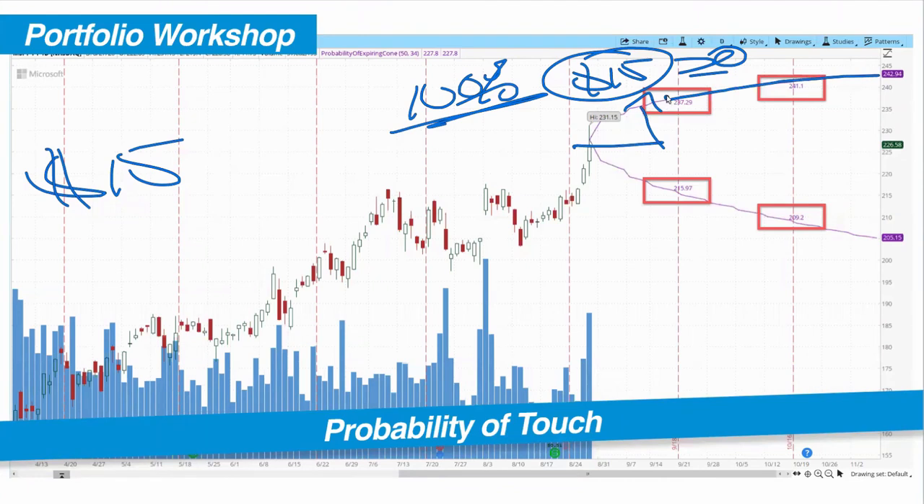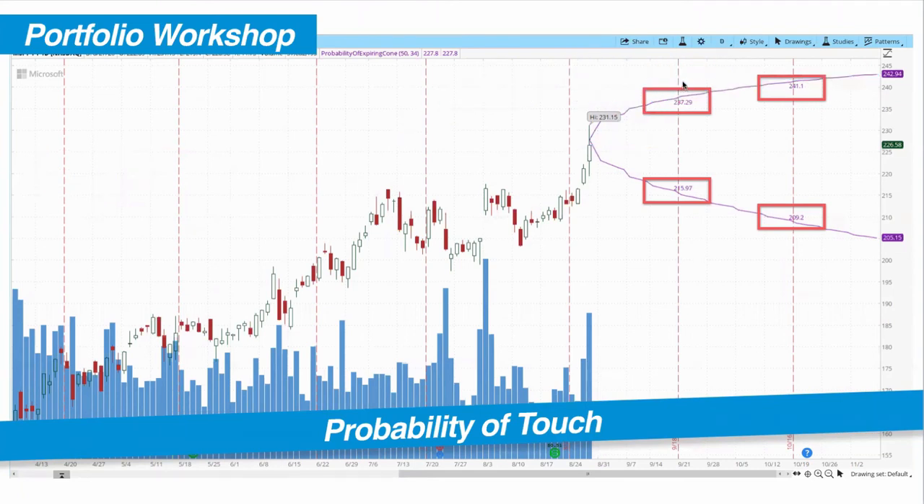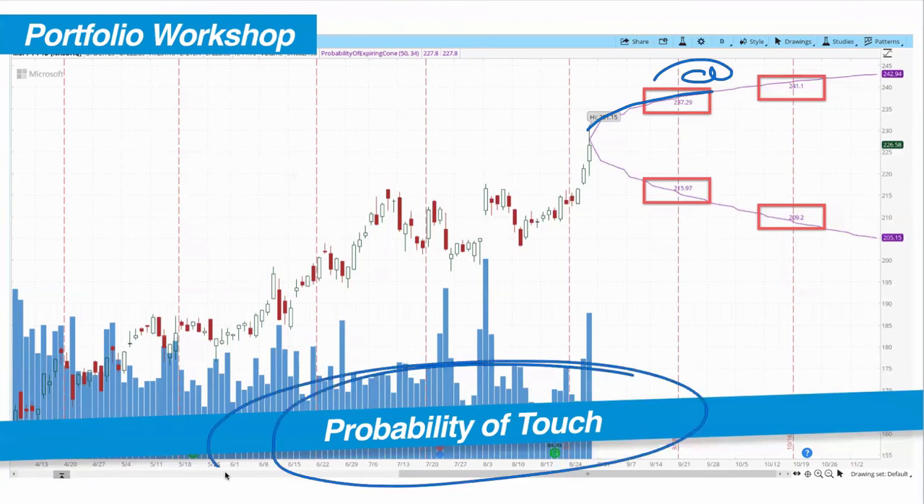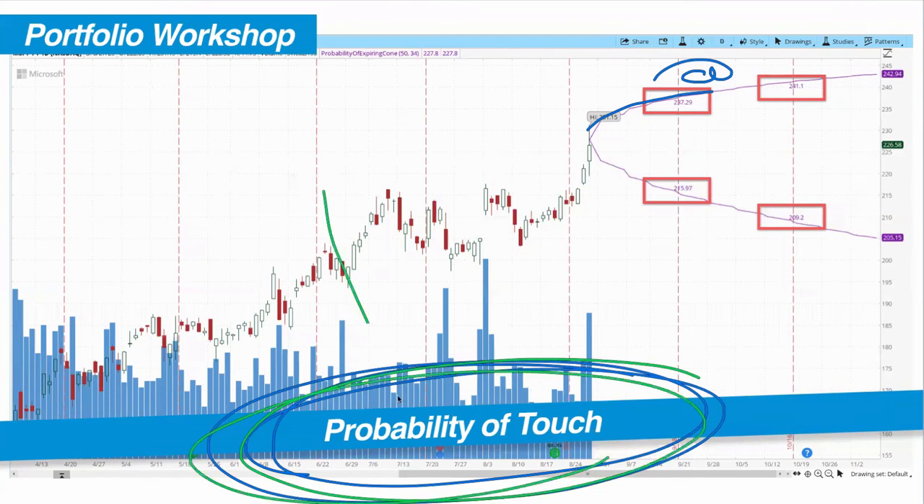So we don't need to hold any of the options that we purchase at any point. We don't need to hold them to expiration. Let me say that again. I don't need to hold them to expiration. So I don't necessarily need to know what the option will be worth at expiration. All I'm interested in is a probability of touch. I've got it down here.